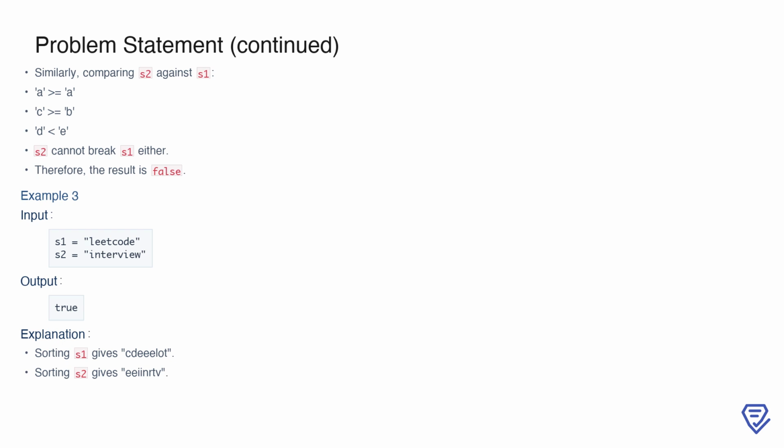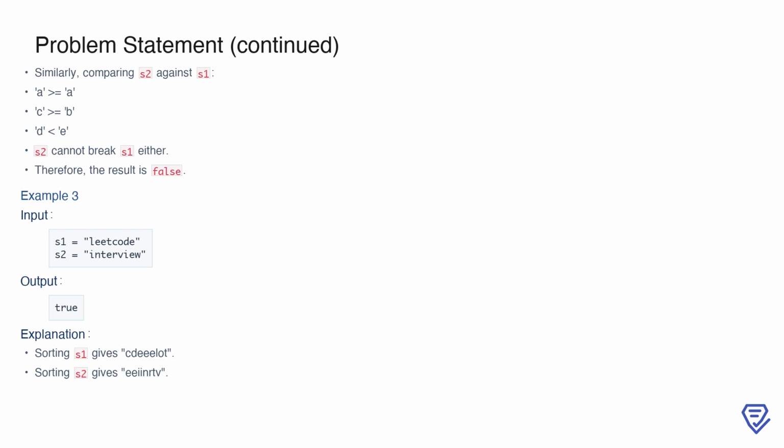Let's now check if S2 can break S1. Comparing their sorted versions, at index 0, A is greater than or equal to A. At index 1, C is greater than or equal to B. However, at index 2, D is less than E. Since not all characters in S2 are greater than or equal to the corresponding characters in S1, S2 cannot break S1 either. Therefore, the result for this example is false.